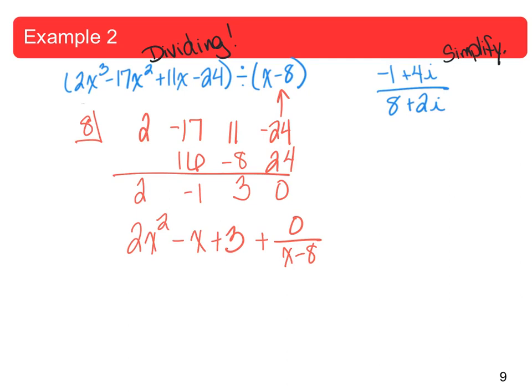Okay? Now, for negative 1 plus 4i over 8 plus 2i, you have to rationalize the denominator. And to do that, you have to multiply by the conjugate of the denominator. What is the conjugate of 8 plus 2i? Excellent, 8 minus 2i. And if I multiply the bottom times 8 minus 2i, what do I have to do to the top? Same thing.